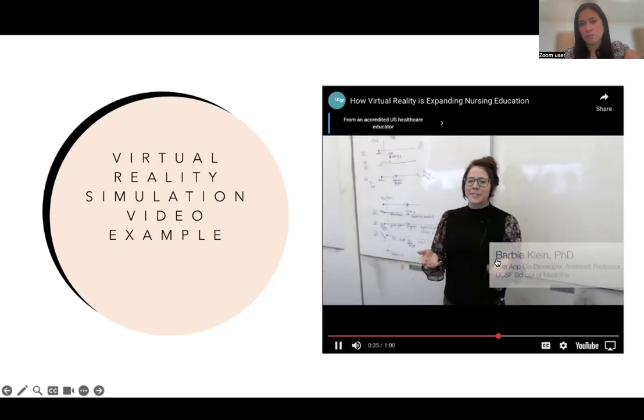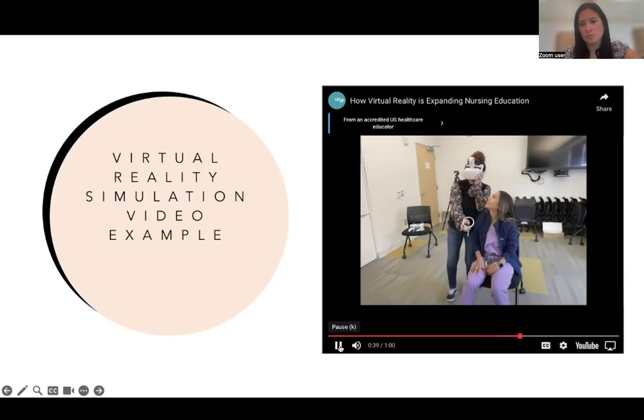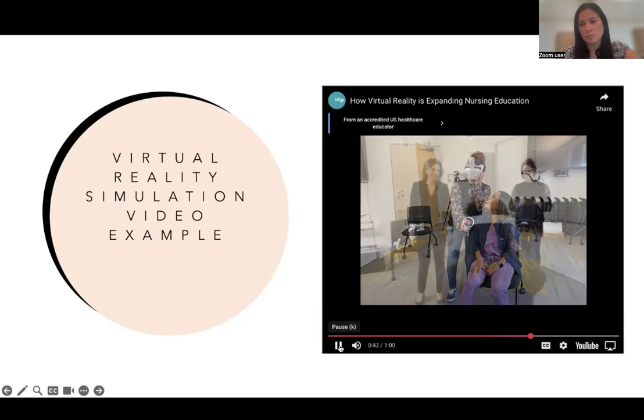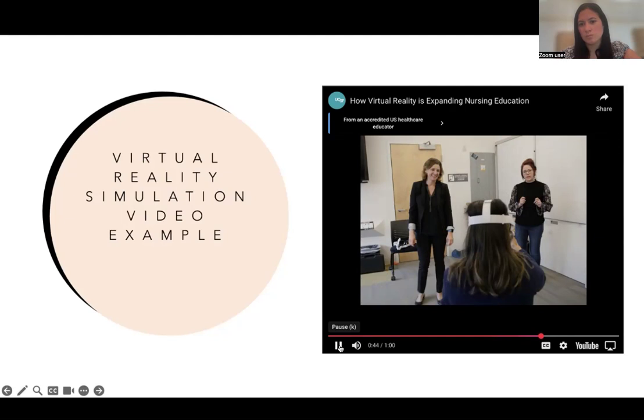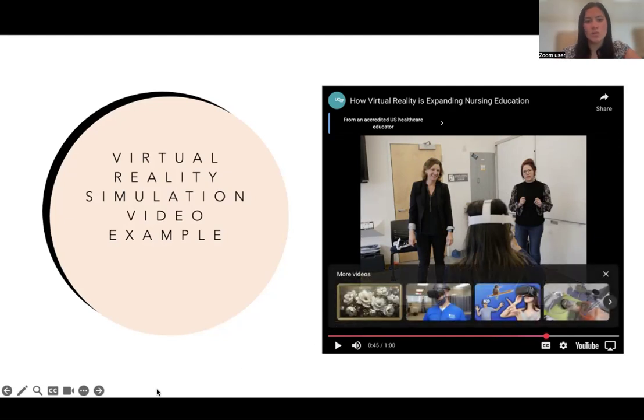The potential for this technology can really open up a lot of doors for students to get more comfortable and confident in their procedural skills and in their interactions with patients. So that's a way that we are using virtual reality in nursing education, and it's super cool.